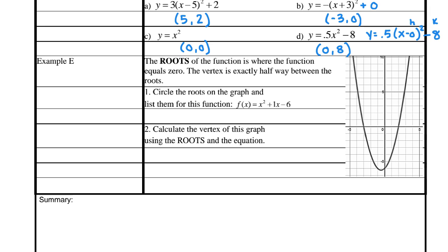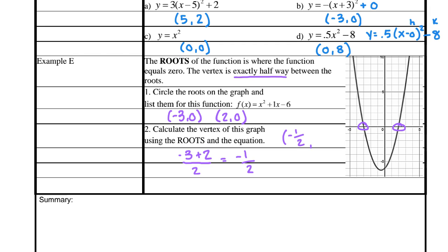The vertex is exactly halfway between the roots. 1. Circle the roots on the graph and list them for this function. There are two roots. The points are negative 3, 0, and 2, 0. Step 2. Calculate the vertex of this graph using the roots and the equation. We know that the vertex is exactly halfway between the roots. So to find the x value of the vertex, we want to find the halfway point between negative 3 and 2 by adding those 2 points together and dividing it by 2. So that would tell us that the x value of our vertex is negative 1/2.